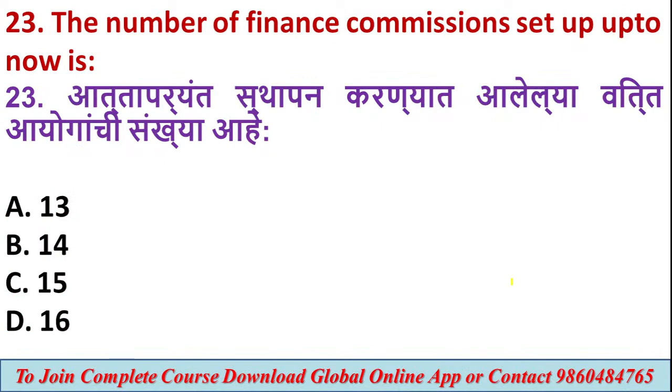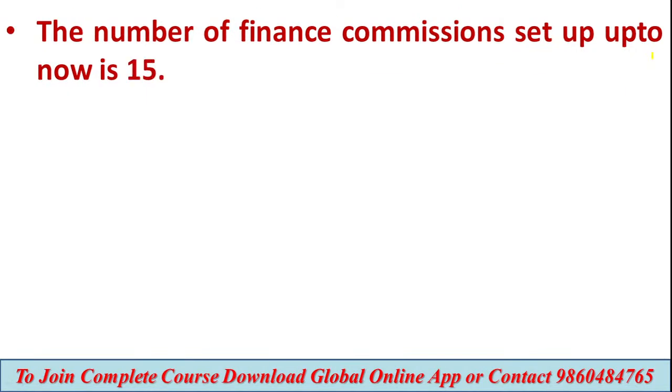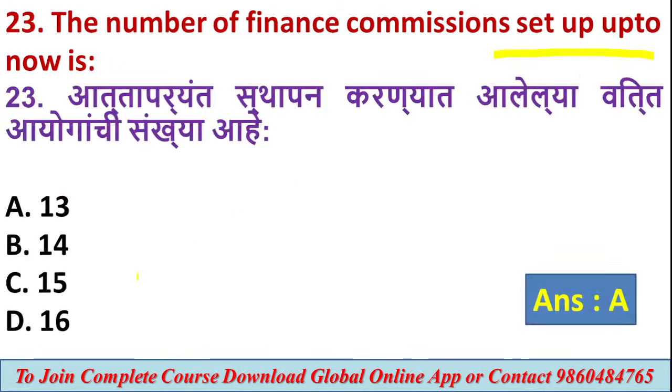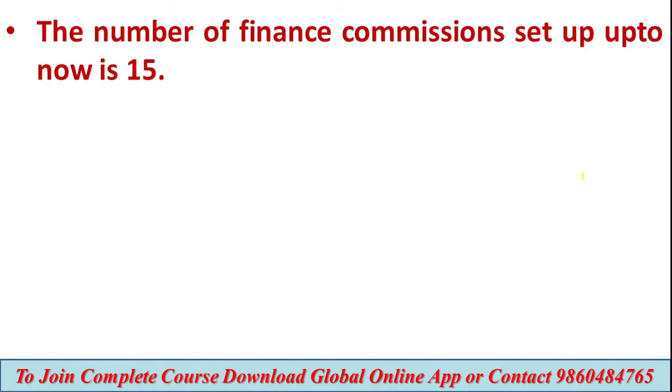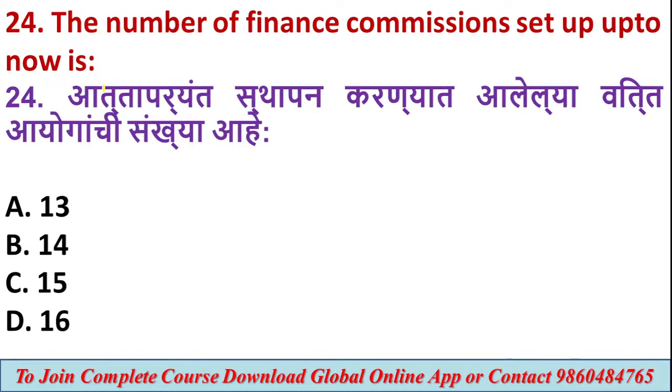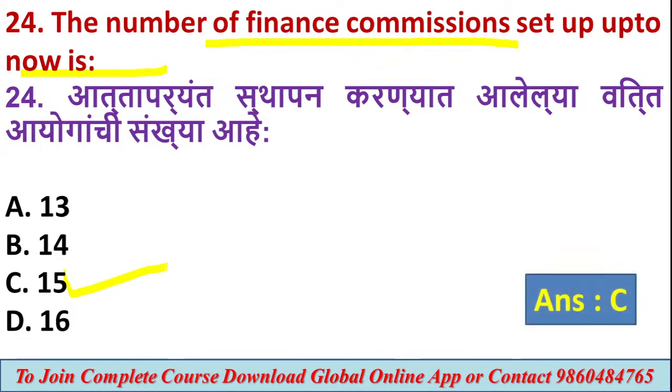Question number 23. The number of finance commissions set up up to now is option A 13, option B 14, option C 15, option D 16. The right answer is option C, 15. The number of finance commissions set up to now is 15. Question number 24 is the same, sorry, the question is repeated.